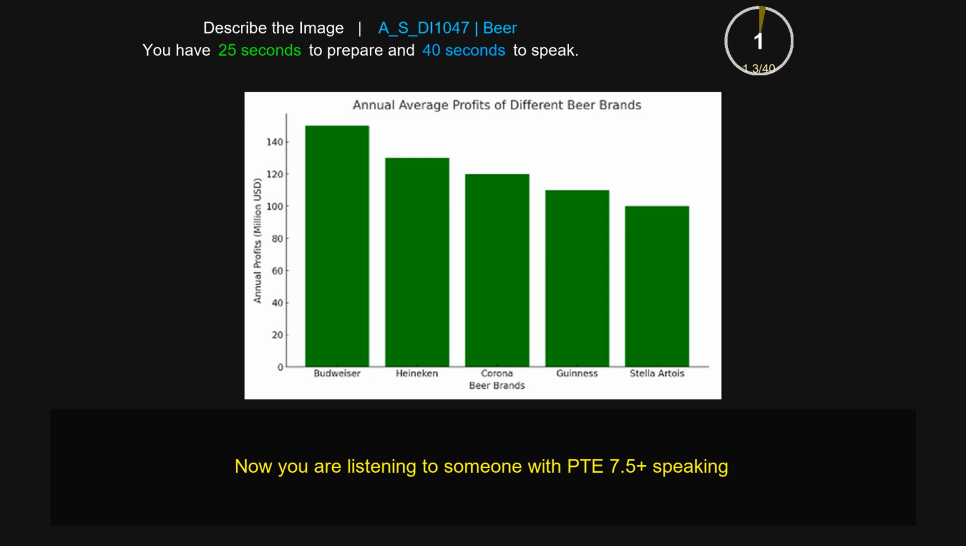The given image is a bar graph which shows the information about the annual average profits of different beer brands. From the image, you can also see the X and Y axes, highest and lowest. The highest is 140 and the lowest is 0.